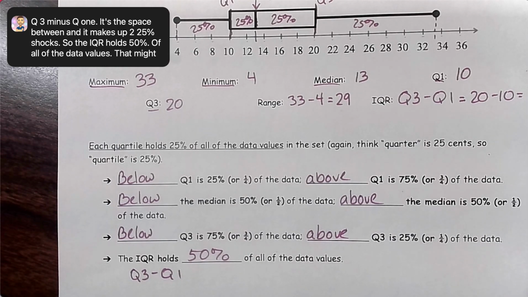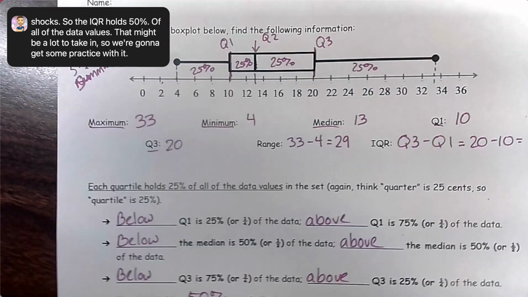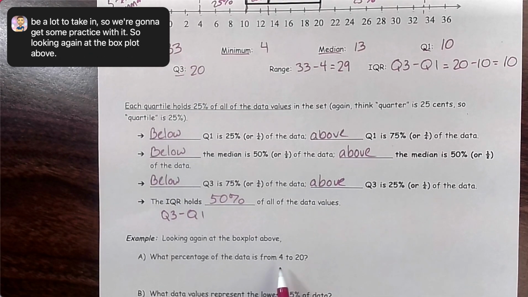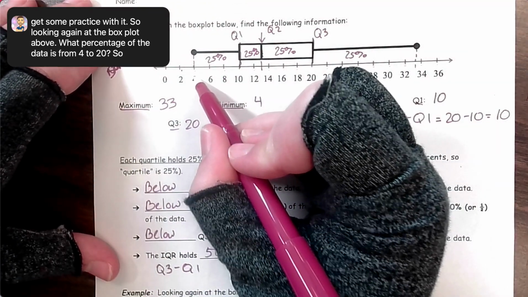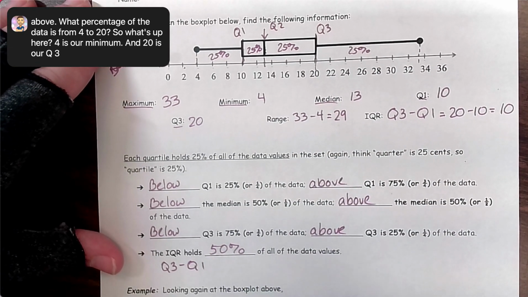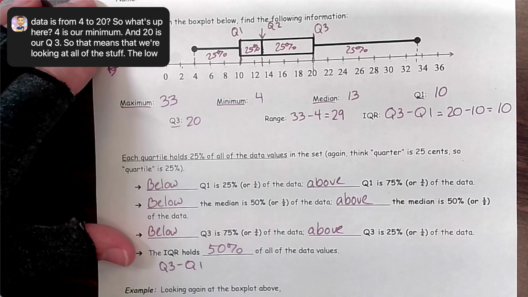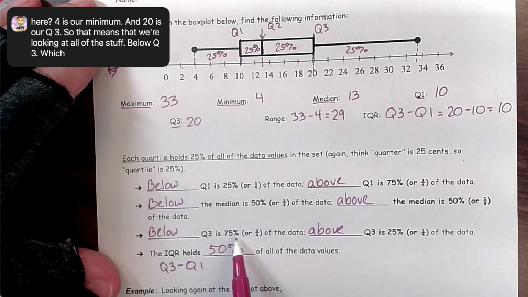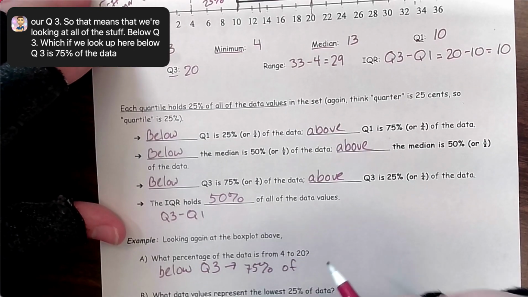That might be a lot to take in, so we're going to get some practice with it. So looking again at the box plot above, what percentage of the data is from 4 to 20? So let's look here. 4 is our minimum, and 20 is our Q3. So that means that we're looking at all of the stuff below Q3, which, if we look up here, below Q3 is 75% of the data.